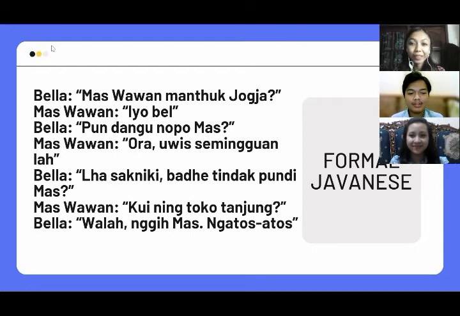Okay, so from this dialogue, we can know that the social factor is absolutely the formality. Why? Because formal Javanese is becoming the tradition for the people who come from Yogyakarta. Next, Dila.